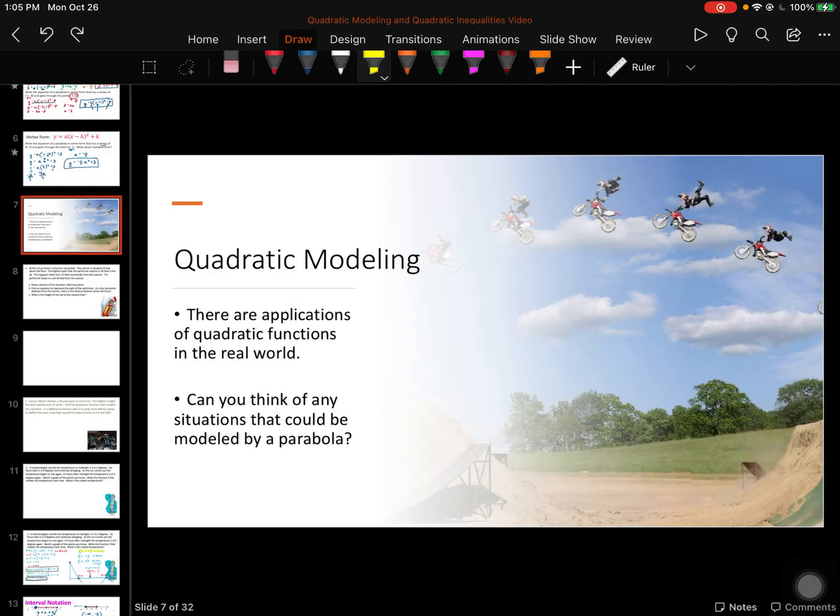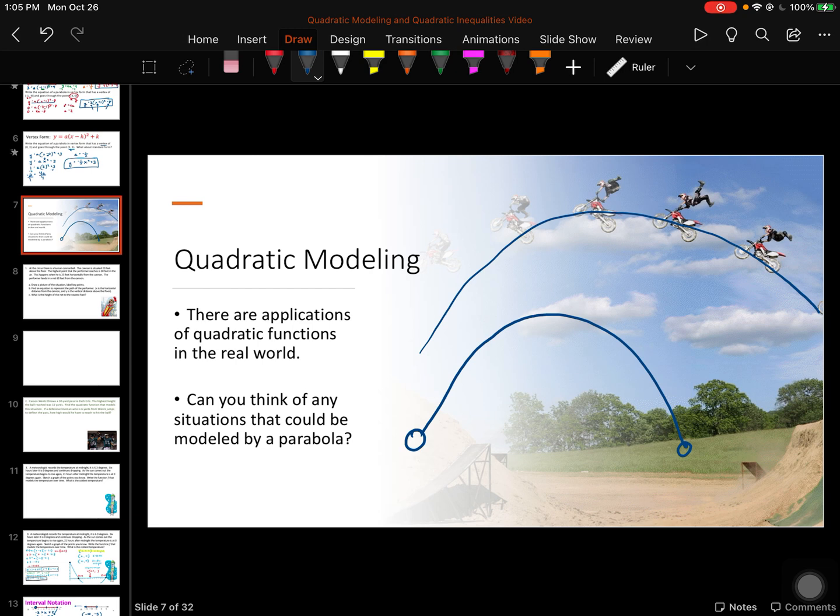All right, so quadratic modeling, we need to get some real life application to what we've been doing. Quadratic modeling is pretty much application problems or word problems that give us real representations of parabolas. One thing you might think of is this guy going up on a dirt bike. He starts at the bottom, goes up, and comes back down. When you throw a ball, it goes up and comes back down. Lots of different examples with that.